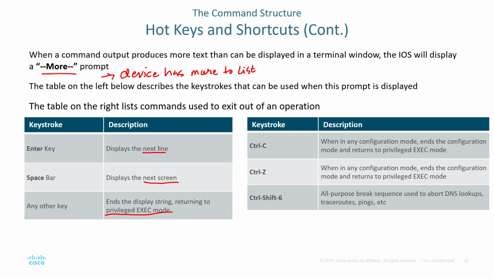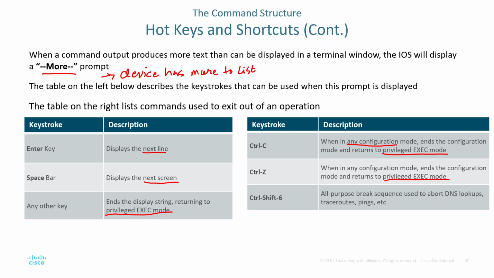If I hit Control C, when I'm in any configuration, it ends the configuration and returns to privileged exec mode. Control Z brings you all the way back out to privileged exec mode.